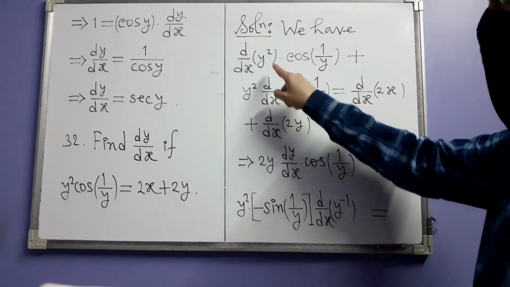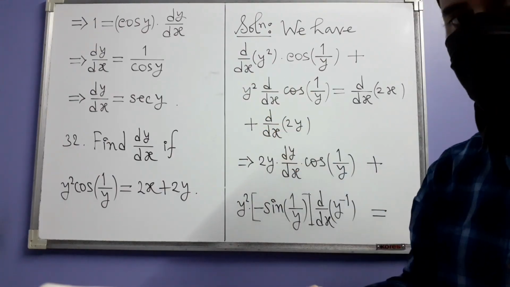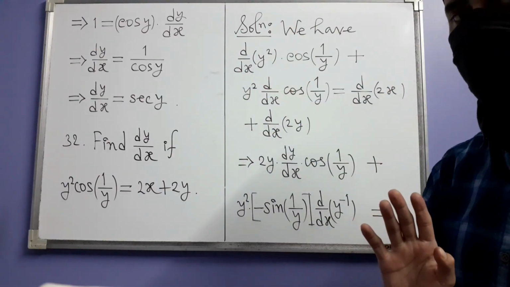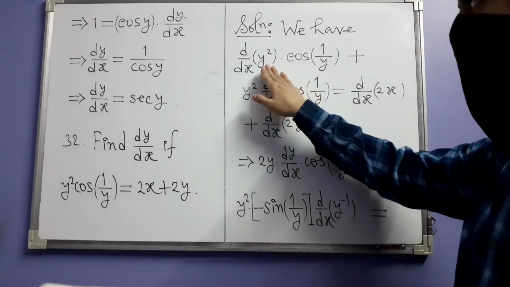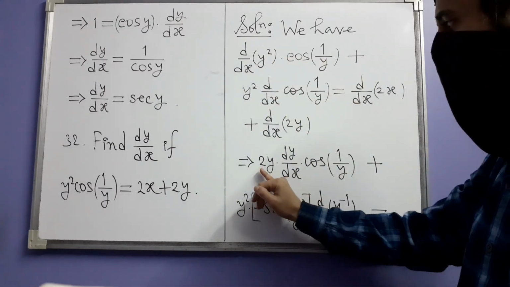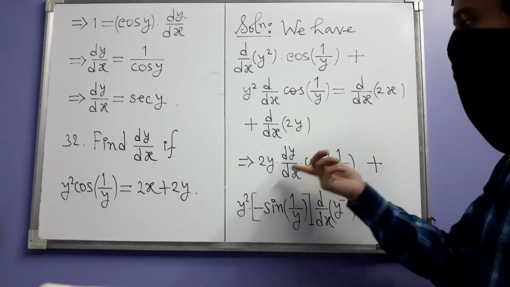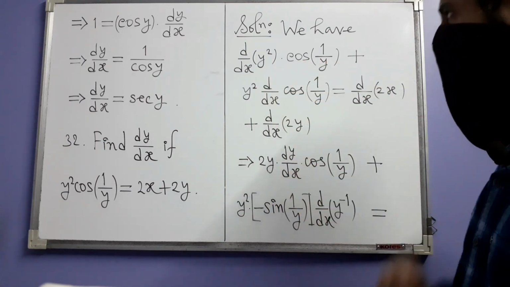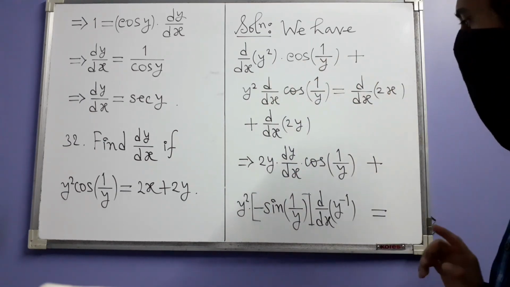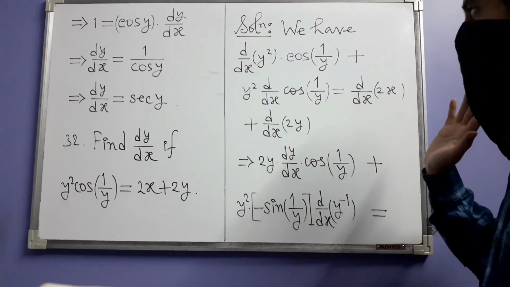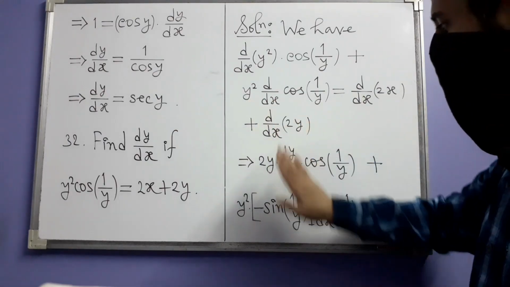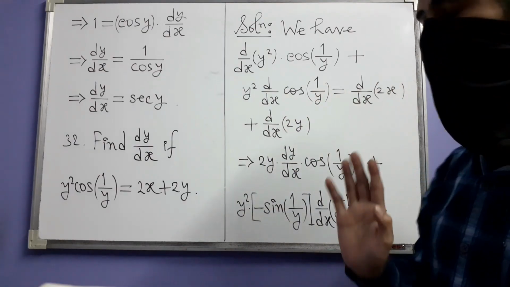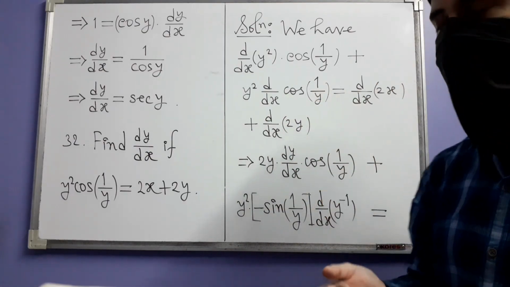Now here itself you have to apply the chain rule once, because it is y squared. So first you differentiate the outer layer, which is the square, obtaining 2y, and then multiply that with the derivative of the inner layer y, that is dy/dx, times cosine of 1 over y, plus, now this time y squared stays as such and you are differentiating cosine of 1 divided by y with respect to x.